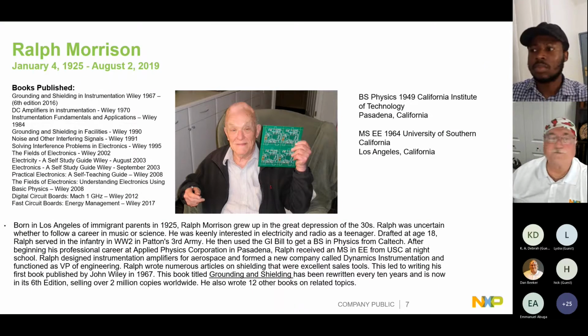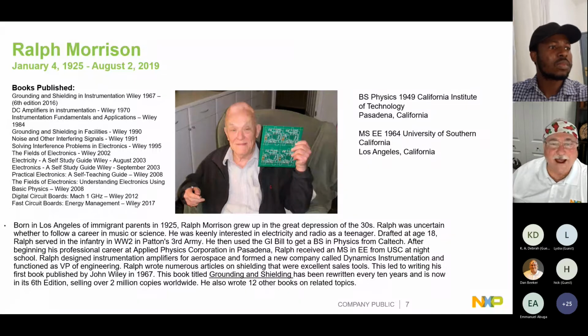So Ralph's book was the first one in 1967. And he went forward in his career writing a total of 13 different books. The last one was Fast Circuit Boards, Energy Management, that Wiley, who's the big publishing company for textbooks and engineering, asked him to write at the age of 92. So Ralph was active up until the very end.